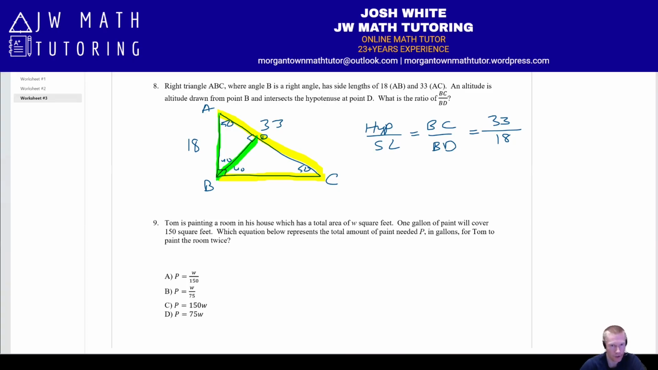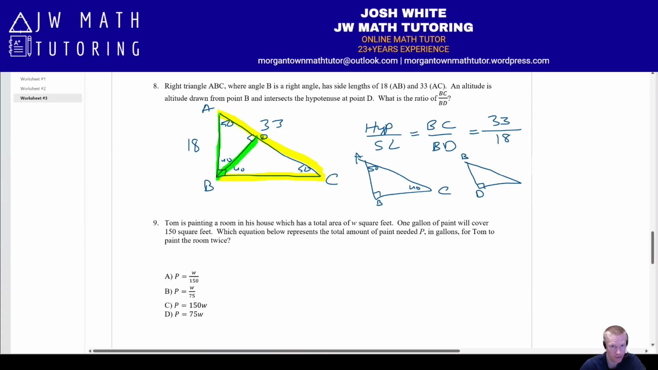Basically, if you look at the large overall picture, here's A, here's B, here's C. Here's a 50, here's a 40. If you take this triangle and you match it up in the same direction, so D is where the right angle is, B is up here at, wait, this is not right.